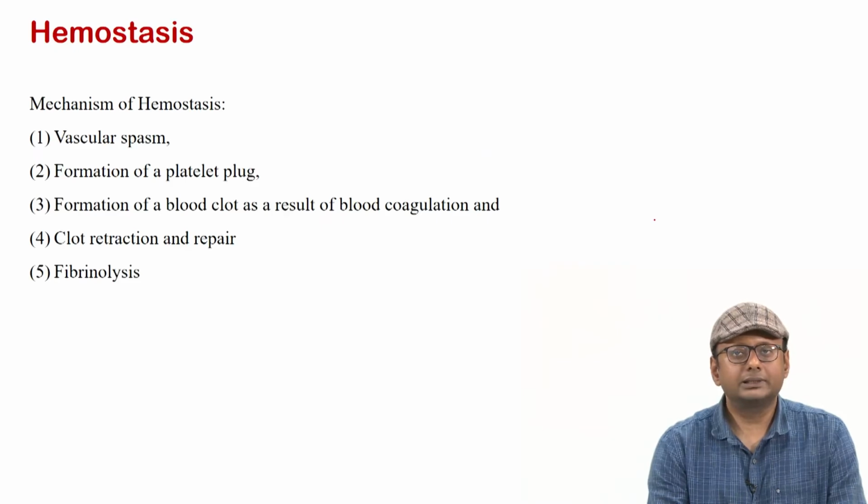So, as we already said, we have 5 different steps. This all contributes to blood clotting and the repair mechanism. The first step is vascular spasm, the second step is formation of a platelet plug, the third step is formation of a blood clot, or coagulation, the fourth step is clot retraction and repair, and the fifth step is fibrinolysis. Let us see one by one how it works.